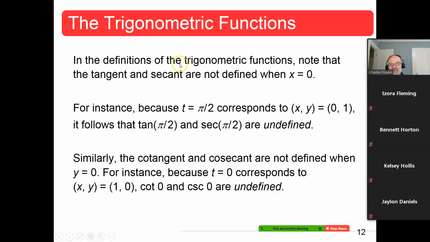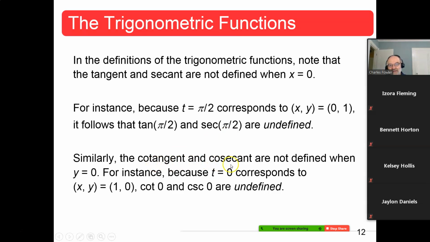In the definitions of trigonometric functions, note that the tangent and secant are not defined at x equals 0. Yeah, we saw that. For instance, because t equals pi halves corresponds to 0, 1, it follows that the tangent of pi halves and secant of pi halves are undefined. They do not exist at that value.